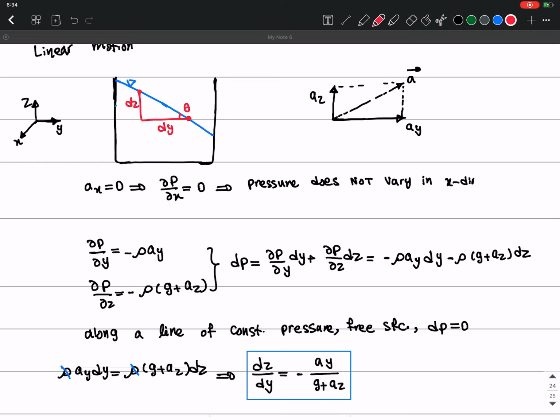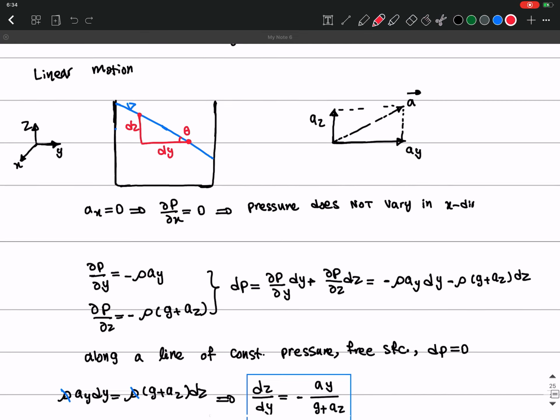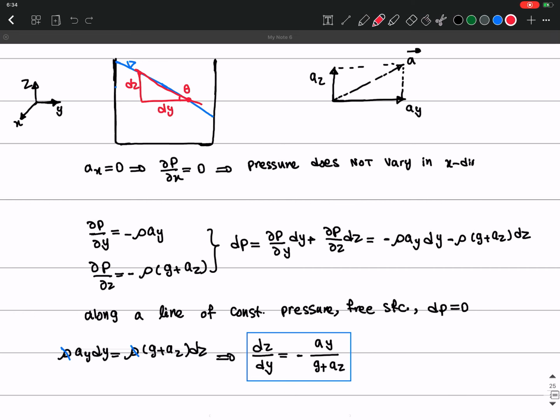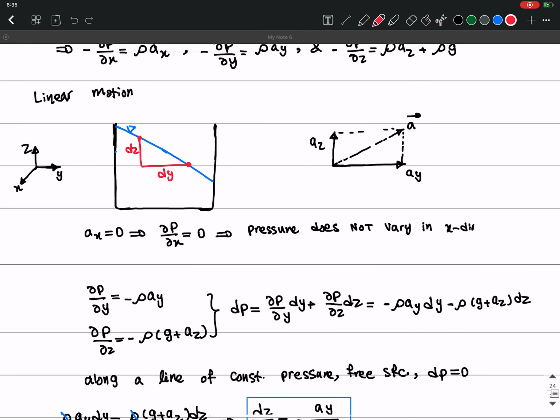So ay is positive, so this means that this is going to be a positive number, so the slope has to be negative, right? And this is what we have. We have a negative slope here. So dz over dy is going to be negative, and this is consistent with this equation that we have, and also our intuition that the water in this situation is going to have this kind of free surface interface shape.